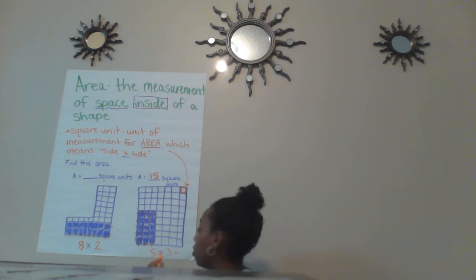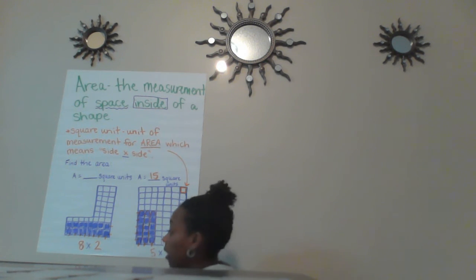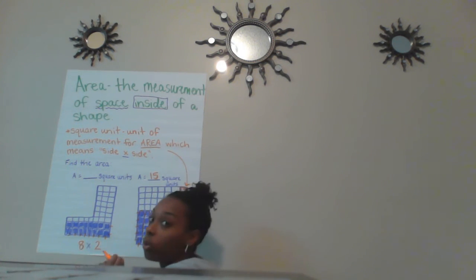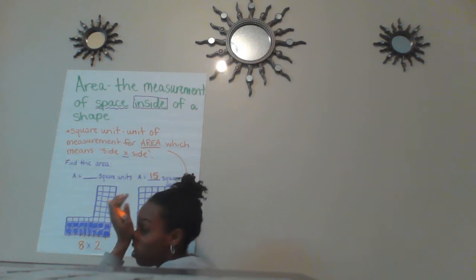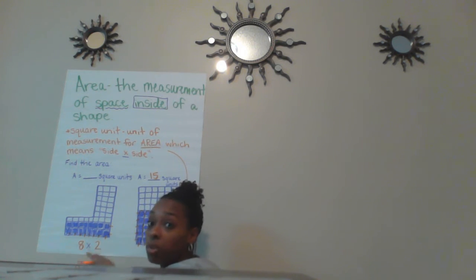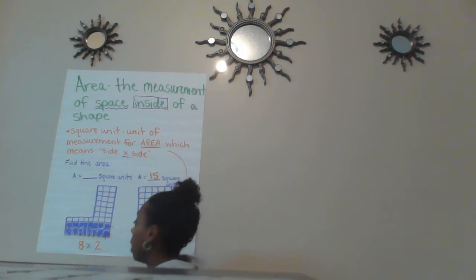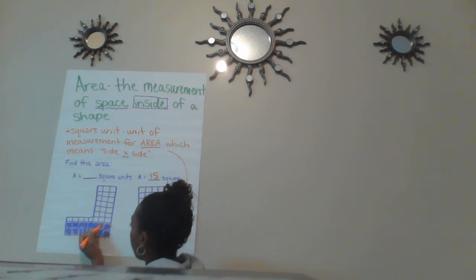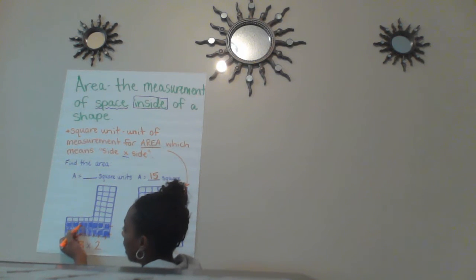Same thing with this one. You could do 3 multiplied by 5. You're going to get the same thing. So again, if you want to count them out one by one, you can very well do that. Or if you know your multiplication facts, 2 times 8, 8 times 2, same thing. But we're going to go ahead and just count them one by one. So we have 1, 2, 3, 4, 5, 6, 7, 8, 9, 10, 11, 12, 13, 14, 15, 16.